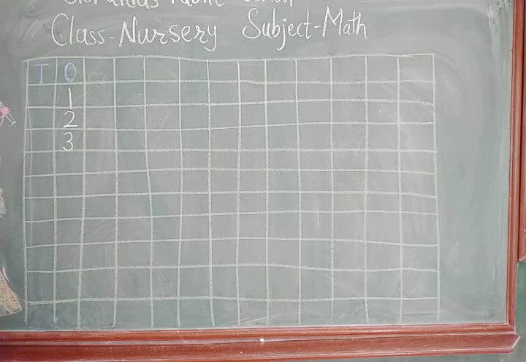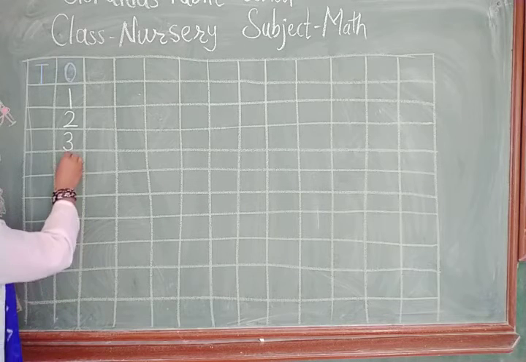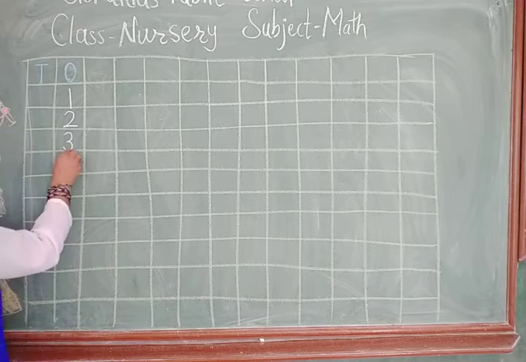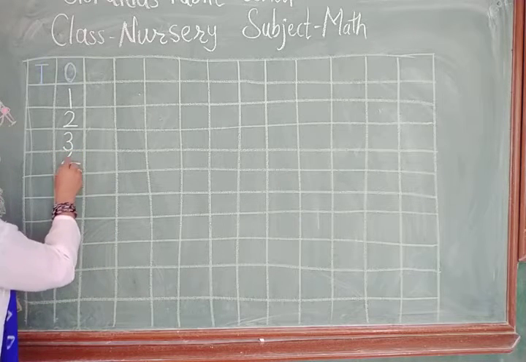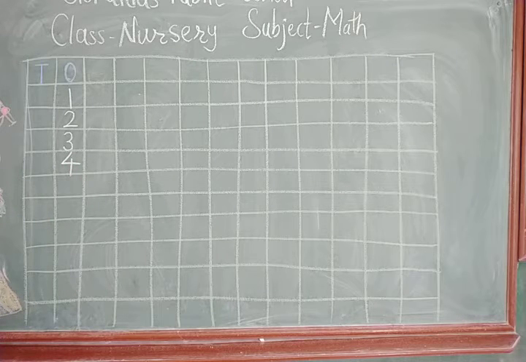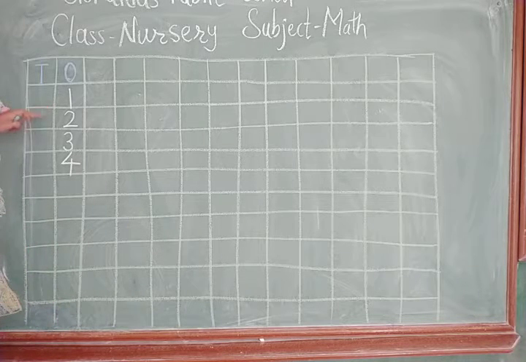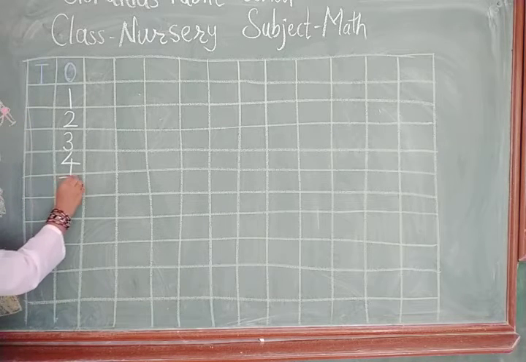1, 2, 3. Two half curves make number 3. And after number 3, which number comes? Number 4. One standing line, one sleeping line, and one standing line make number 4. 1, 2, 3, 4. And after number 4, which number comes?